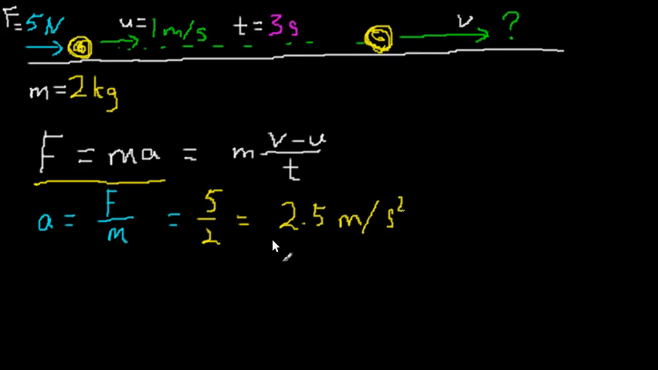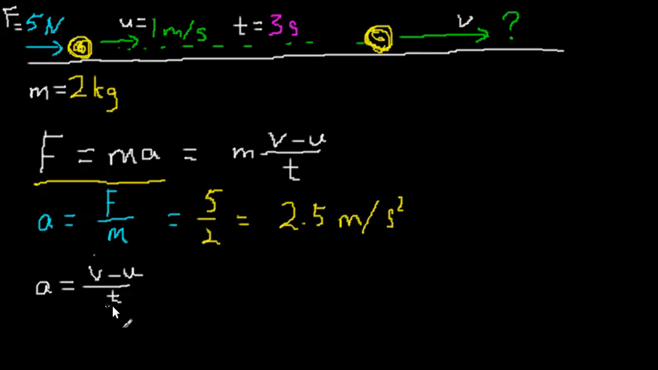Now that we have this, we want to find v. So next we write down the relation directly between a and this formula here. The relation is that a is equal to v minus u over t. All the numbers are known in this equation except for v. So what I would do is make v the subject before I substitute any numbers.